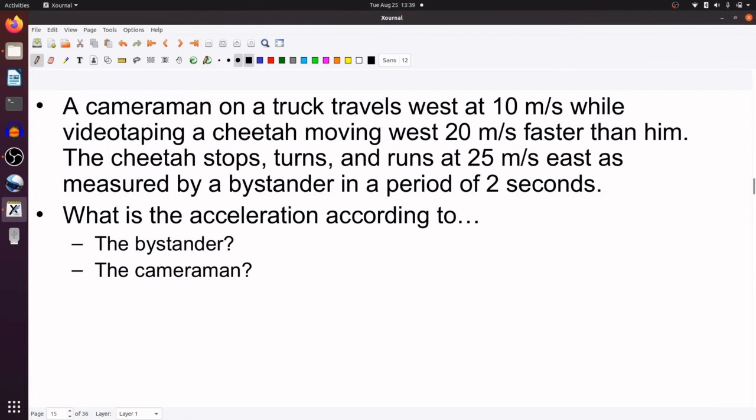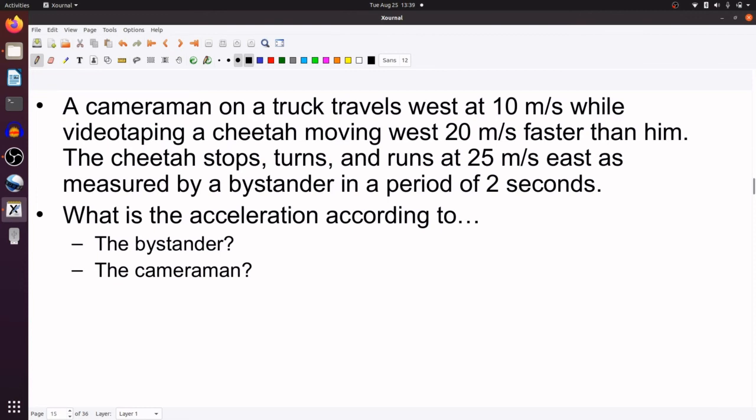What do I mean by that? Well, let's show you. So, we got a cameraman on a truck, travels west at 10 meters a second while videotaping a cheetah moving west 20 meters a second faster than him. The cheetah stops, turns, and runs at 25 meters a second east as measured by a bystander in a period of 2 seconds. We are going to find the acceleration according to the bystander and the cameraman.